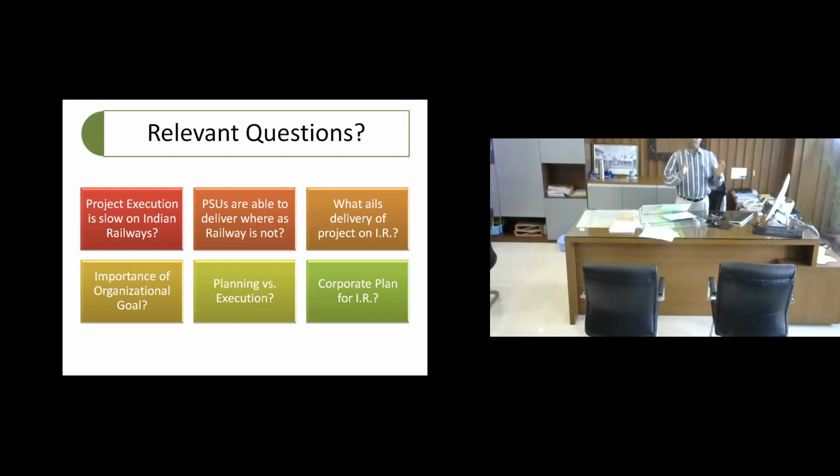Okay, first, just have a look at these six items which I have posed to the group. I include myself also because I am part of railway and it's our bread and butter, and we have been working on railways for a long time. So these are the basic questions that we should ask ourselves. Is project execution slow on Indian railways? Are PSUs able to deliver whereas railway is not? What else delivery project on Indian railways? Importance of organizational goal, then planning versus execution, and corporate plan for Indian railway.